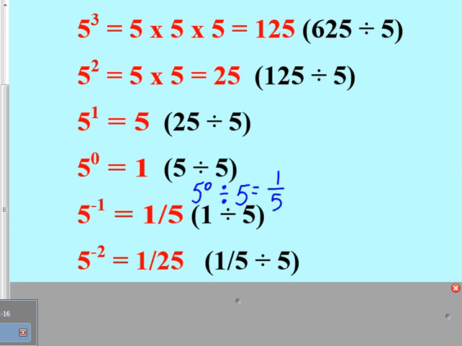5 to the negative second power is 1/25, because if we took 5 to the negative first power, which is 1/5, and we divided that by 5, we're going to get 1/25. That's why our negative exponents give us unit fractions, fractions that have 1 as a numerator and then another number as a denominator.